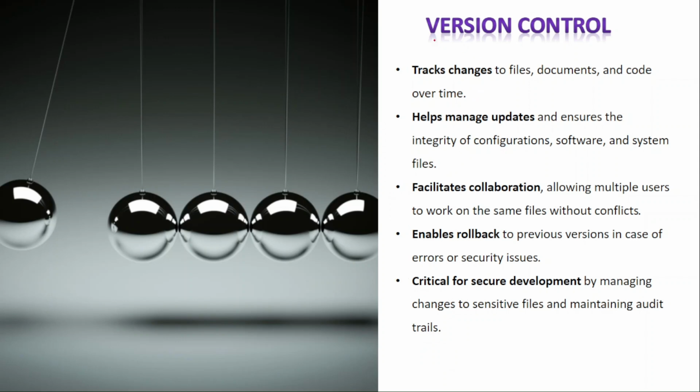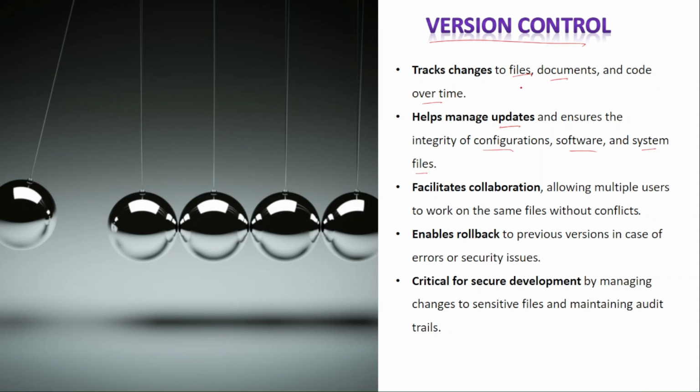Another small topic is version control. So what is version control? Version control is used to track changes to files, documents, and code over time. It helps manage updates and ensure the integrity of configuration, software, and system files.